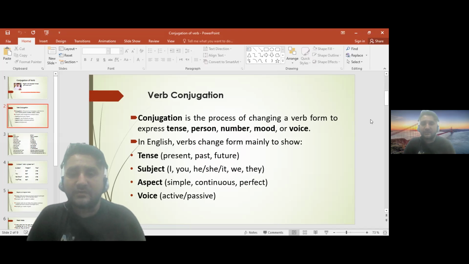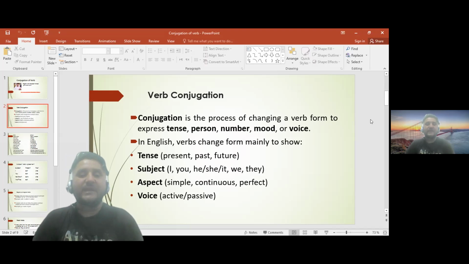And in the case of singular pronouns and nouns, he, she, it, and singular nouns, we add s or es with the first form or base form of verb. Then aspect shows simple, continuous, or perfect, like an action is in progress or it's completed. Then voice of verb: active voice and passive voice sentences are also because of verb conjugation.